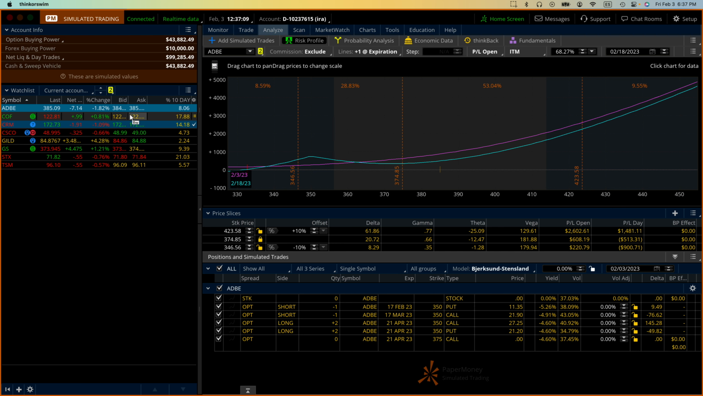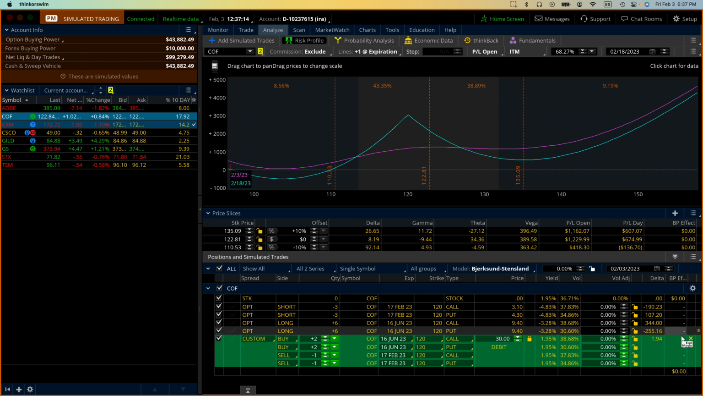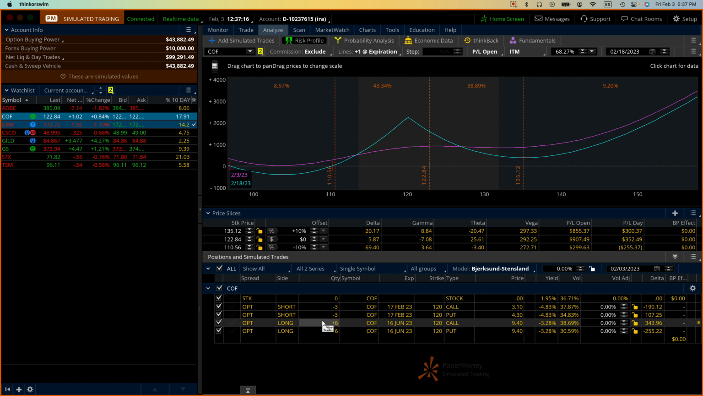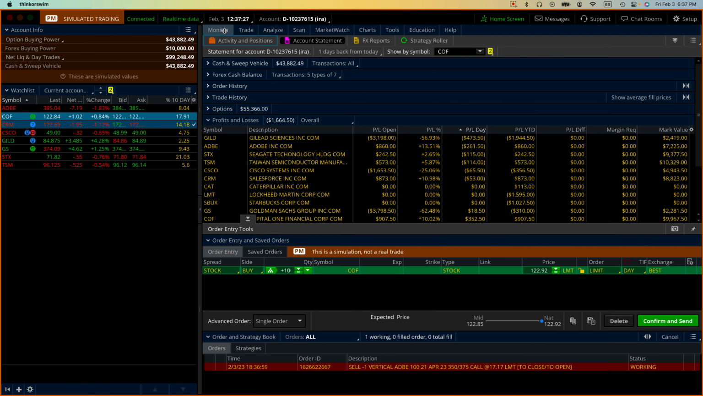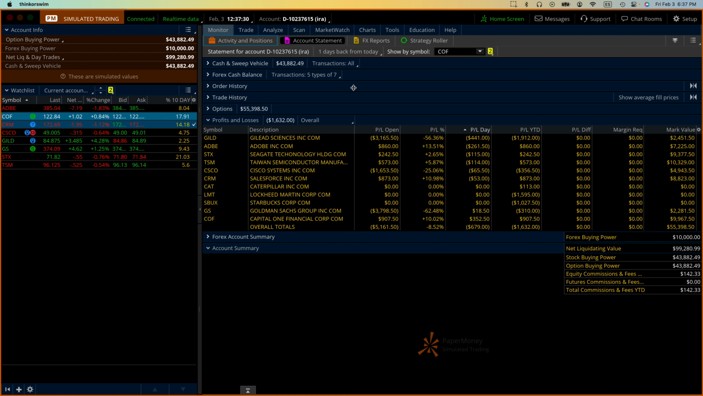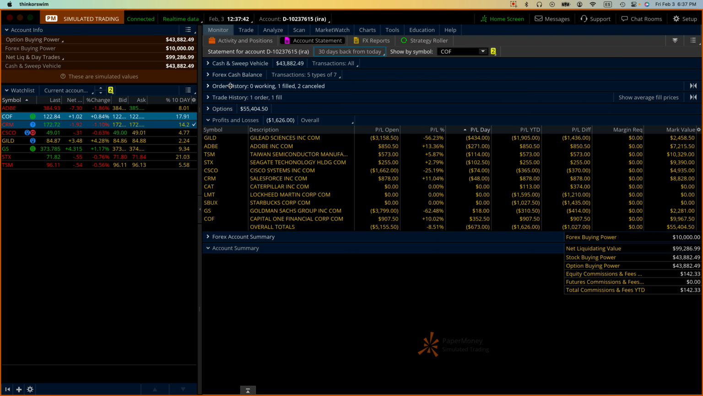Let's go to COF. We did this last week, I believe. It's a good idea to copy your trade. This is what we currently have. Oh, look, even though it hasn't moved much, we have accumulated good profits, $900. Let's go to the monitor tab and look for our original trade. You can click here on the monitor tab, account statement, and look back 3 weeks, 4 weeks, 1 week, something like that, depending on when you filled it.